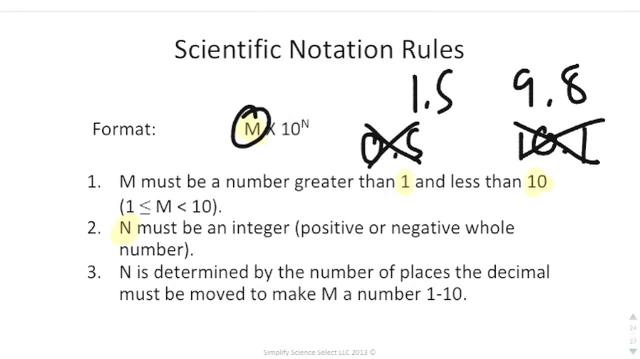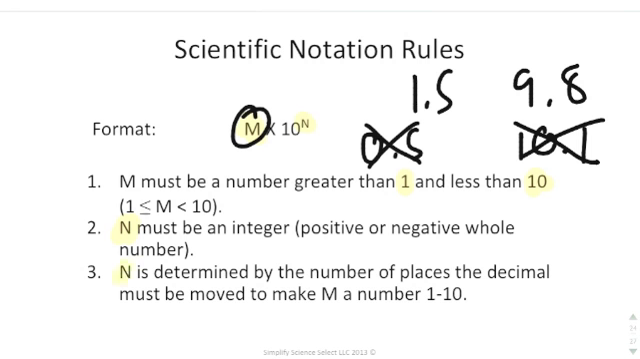N must be an integer, meaning it must be a positive or negative whole number. Can't have n, which is right up here, be 1.5. Can't be 3.6. It has to be a whole number. It has to be an integer. And it can be positive or negative.